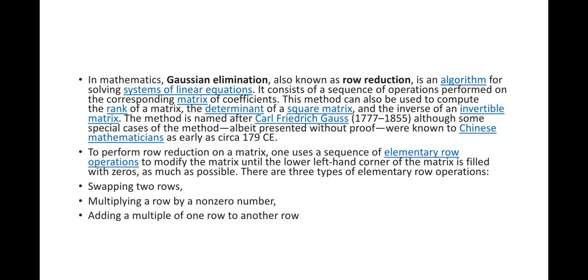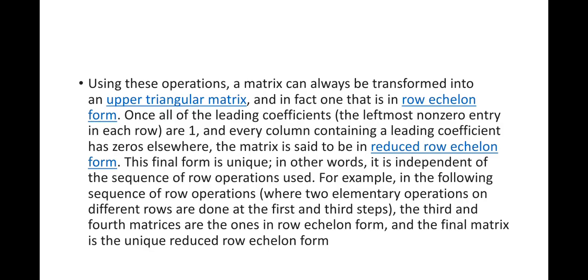Although some special cases of this method, albeit presented without proof, were known to Chinese mathematicians as early as circa 179 CE. To perform row reduction on a matrix, one uses a sequence of elementary row operations to modify the matrix until the lower left hand corner of the matrix is filled with zeros, as much as possible. There are three types of elementary row operations: swapping two rows, multiplying a row by a non-zero number, and adding a multiple of one row to another row.